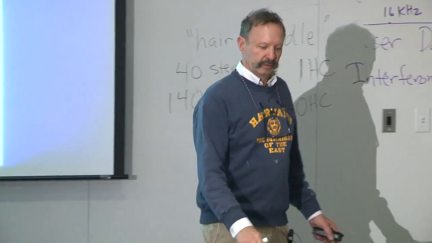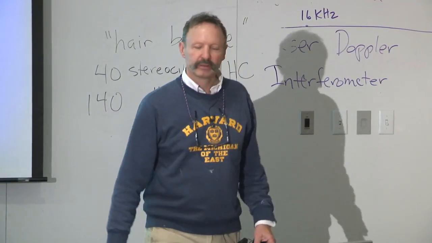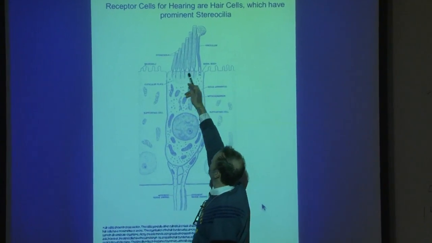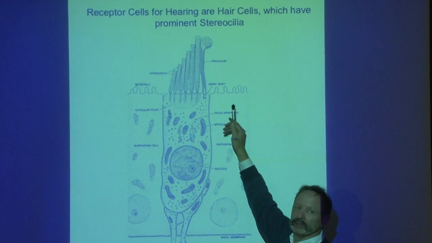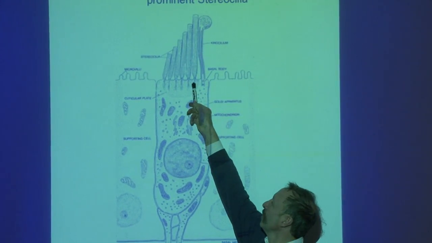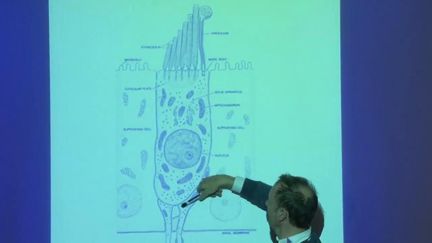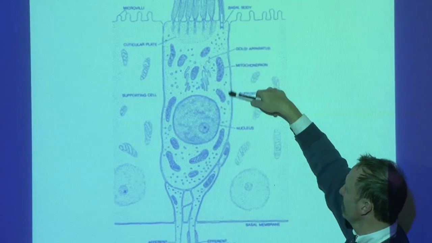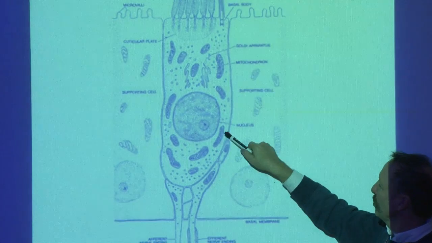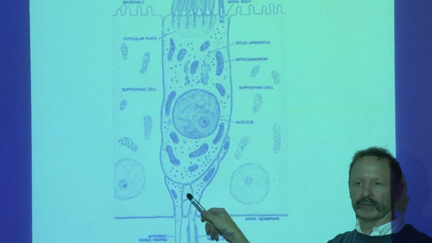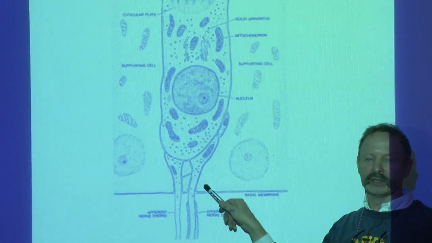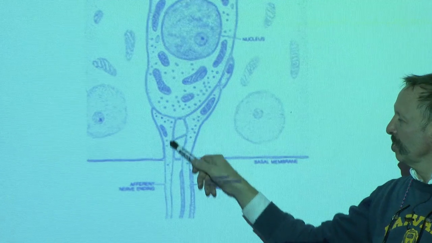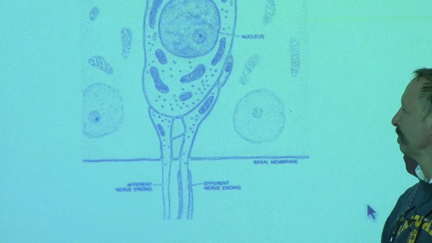Okay, so let me go back to our generic hair cell. We've talked about the stereocilia here and their movement. That's sort of the input end of the hair cell. The middle part of the hair cell has a nucleus. It has a membrane. It has mitochondria. And down here, you might think of this part as the output end of the hair cell. This is where the hair cell is giving its information to the associated nerve fibers.